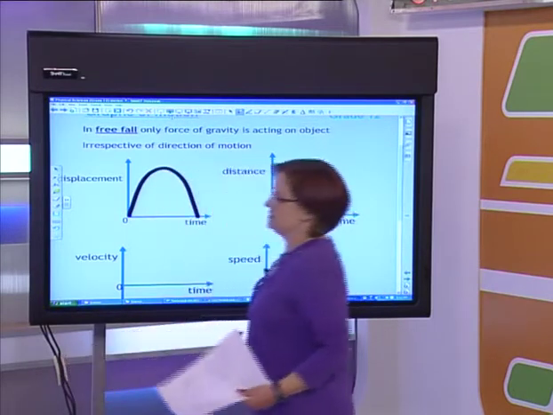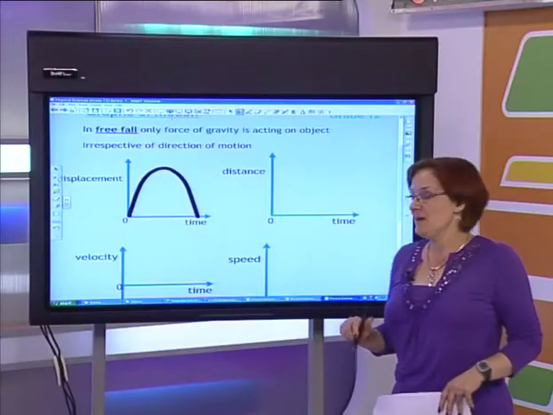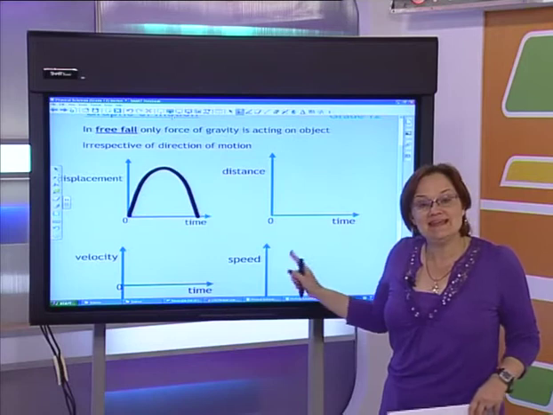These are nice because it looks like the shape it draws. It goes up, it comes back down. Displacement is 0 because it ends up in my hand again, or wherever I threw it from. Distance is different, but distance can't be a straight line either.